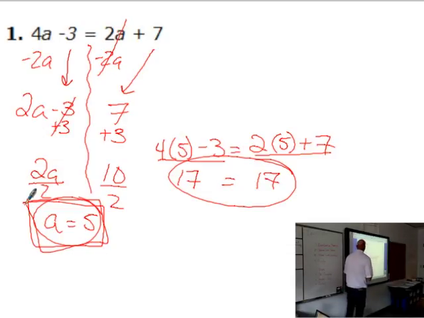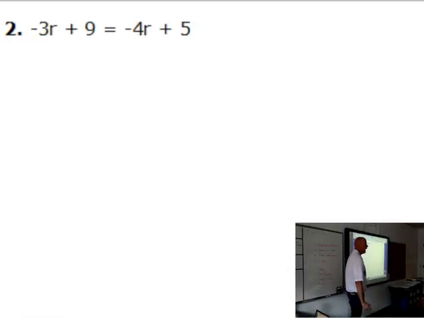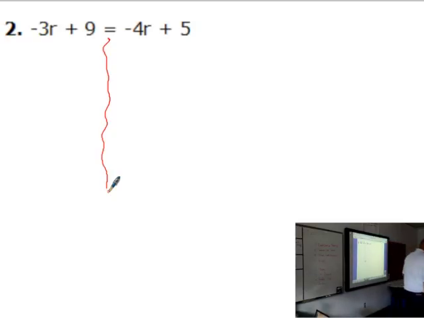All right. So, any questions? Those are good questions. Another question. Yes. Okay? All right. So let's take a look at number 2. Let's go ahead and draw our vertical equal sign.